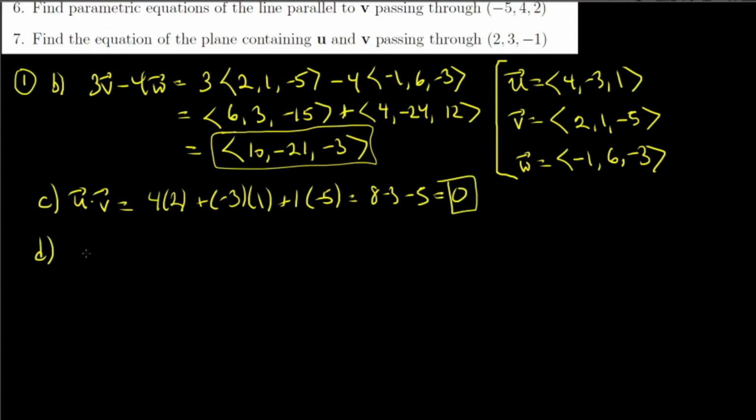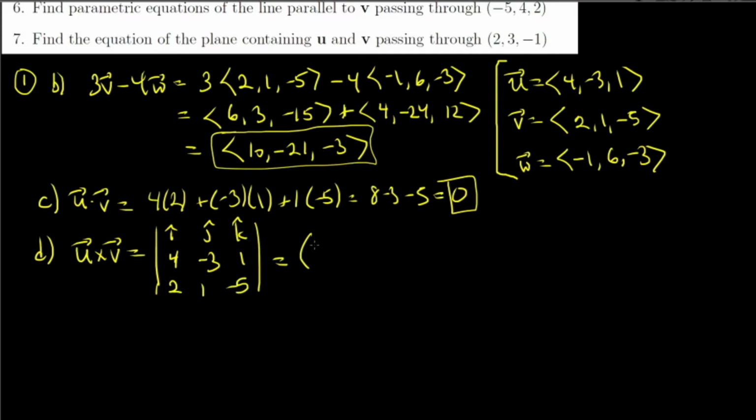For part D, I guess we want the cross product of the same 2 vectors, u and v. Again, you don't have to do it this way, but I prefer to write it as a determinant. So just copy down the rows here. These are row vectors. For the i component, you're going to get 15 minus 1. I can do that in my head, 15 minus 1 is 14, so 14 times i. And then 2 plus 20, so that's 22j. And then 4 minus negative 6, so 4 plus 6 is 10, so 10 times k.